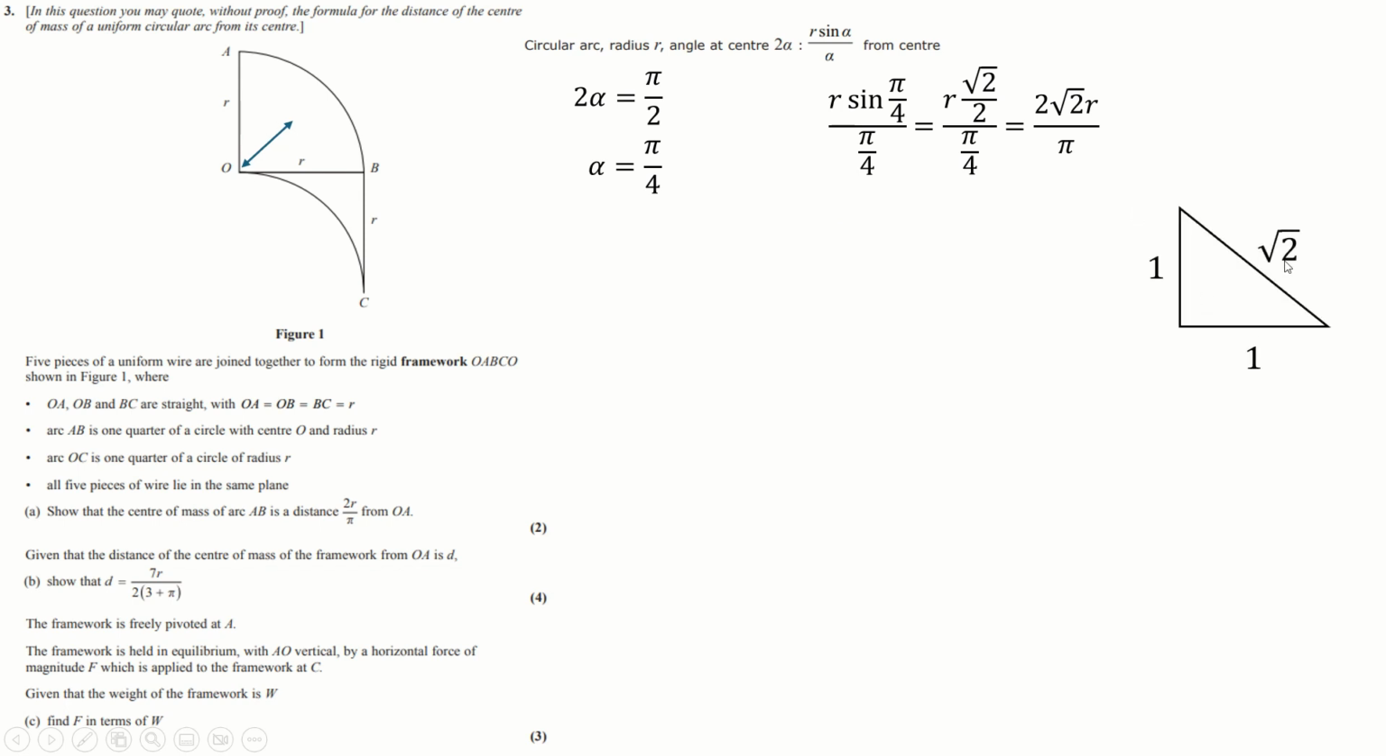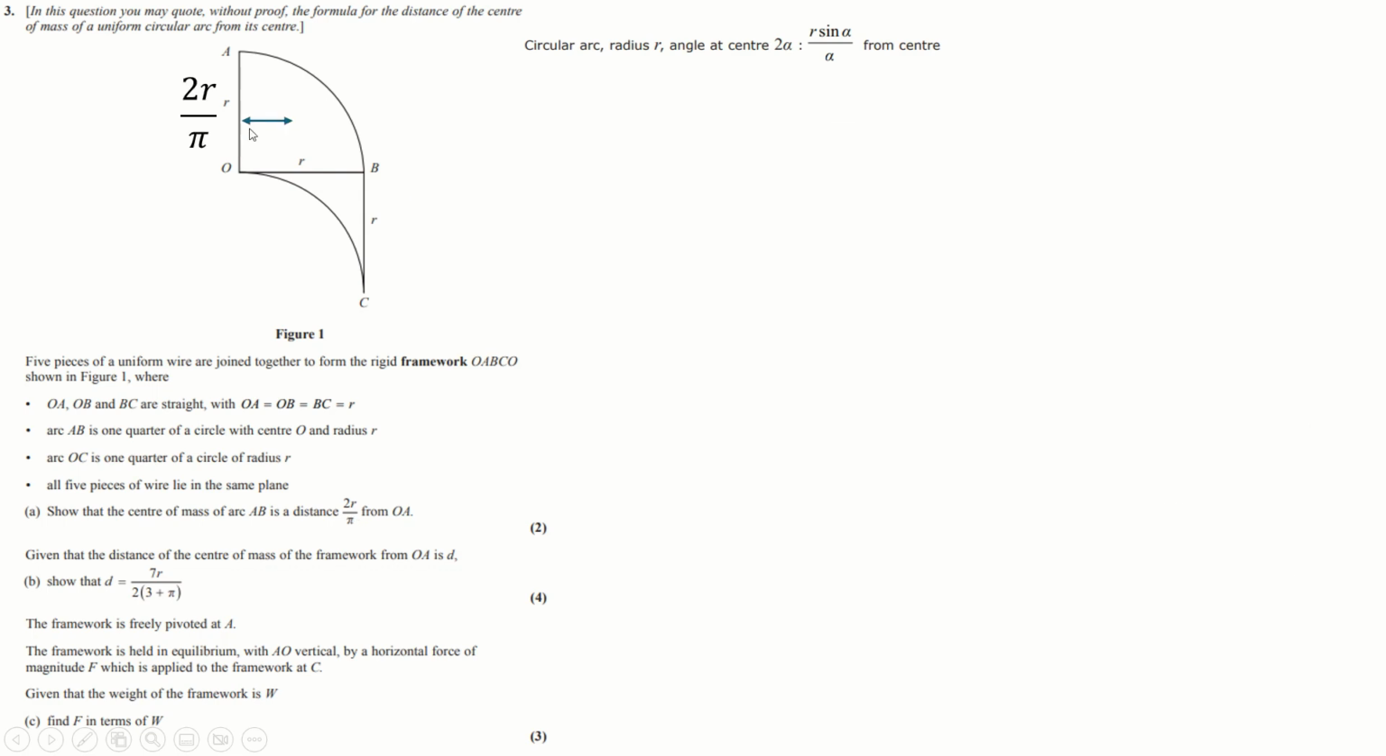But we can just look at the 1, 1, root 2 triangle, the right-angled 1, 1, root 2 triangle, super, super nice triangle. If I just times this triangle by 2r over pi, I'll end up with this triangle here, which means, of course, if I have a diagonal distance of 2 root 2 r over pi, which is what I do have, that means each of its two shorter lengths is just going to be 2r over pi as required. So this distance is 2r over pi. Given the distance of the center of mass is d from OA for the entire framework, we're going to do something very similar to what we did in question 1, which is firstly, this arc here also has this same distance away from this length over here, just because it's the same arc there, I guess.